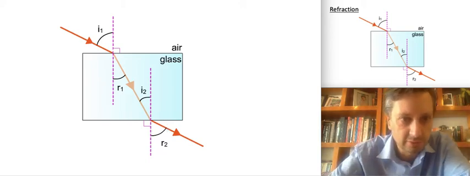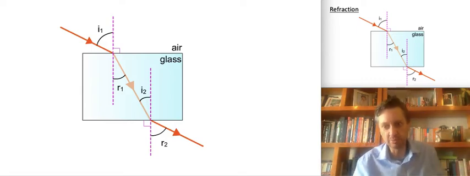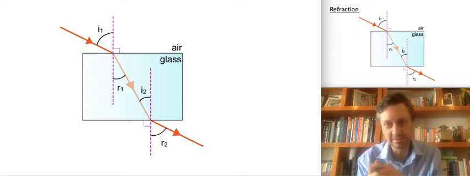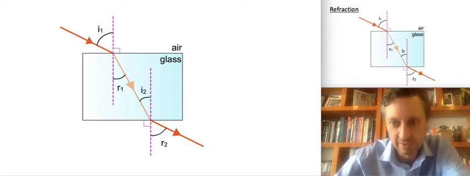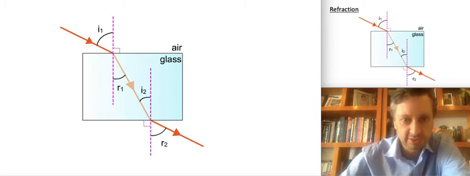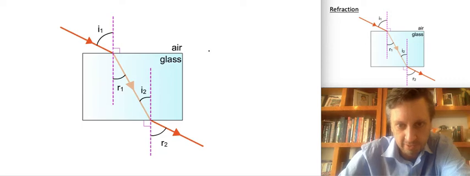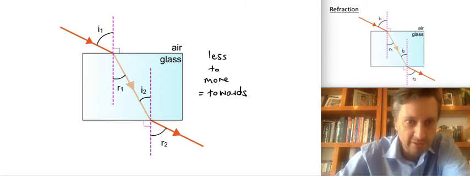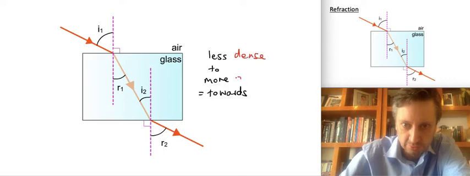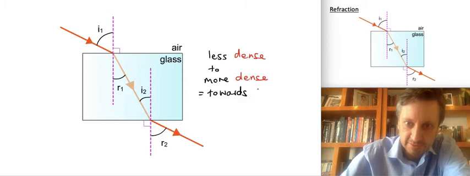So just before I move on, a very common mistake when you're drawing these diagrams is to forget whether you should be drawing the ray of light moving towards the normal or away from the normal. It sounds pathetic, but when I did my GCSEs, I came up with this. Less to more is towards. And what I mean by that is less dense to more dense means that the ray of light moves towards the normal line.